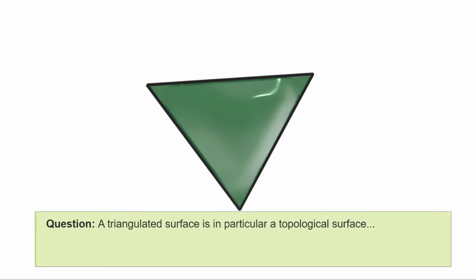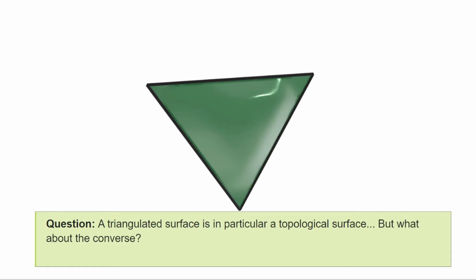By construction, every triangulated surface is a topological surface. And therefore, as before, we can ask ourselves whether the converse is true. That is, does every topological surface admit a triangulation? And if so, is such a triangulation unique in some way?